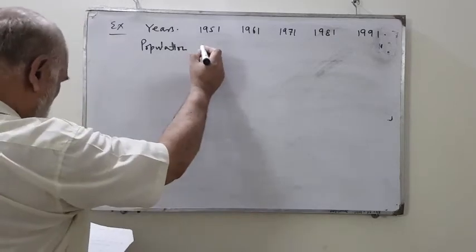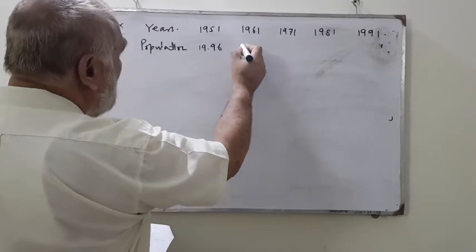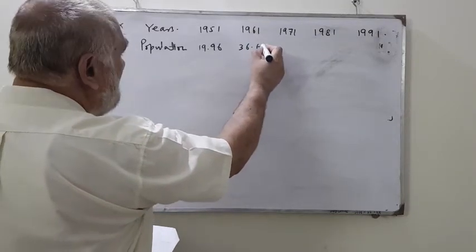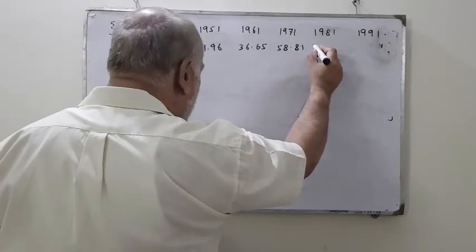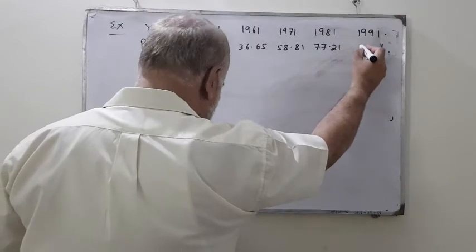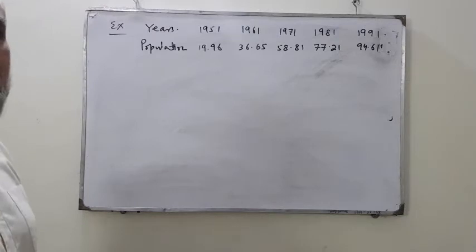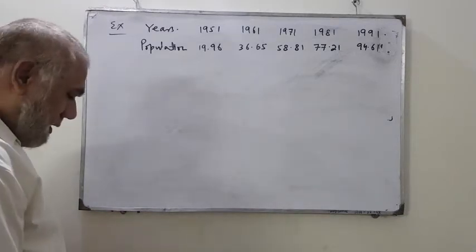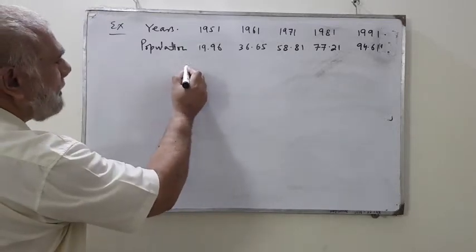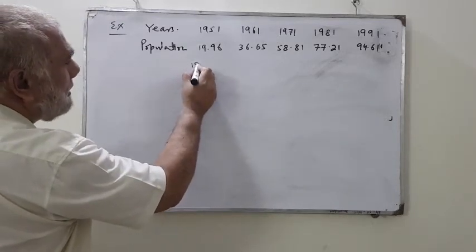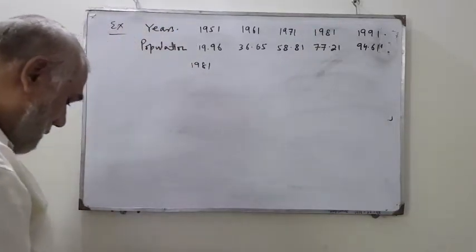During these 5 years the population of a town is 19.96 during 1951, 36.65, 58.81, 77.21, and 94.61. These are the different populations during the different periods. And now we have to find out the rate of change of this population in the year 1981. This is the place where we have to measure the change.